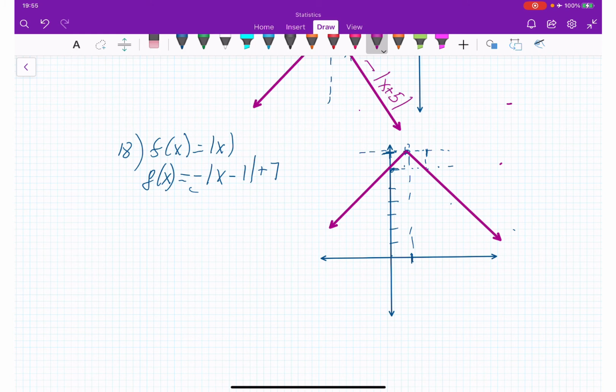There we go. Now take a guess, what is this maximum, this vertex, how much is it? It's positive 1 and positive 7. And this is our graph. Okay, question number 18. Oh, this was 18, moving to 19.